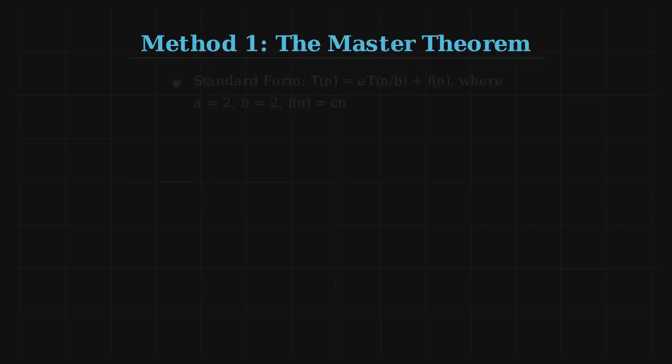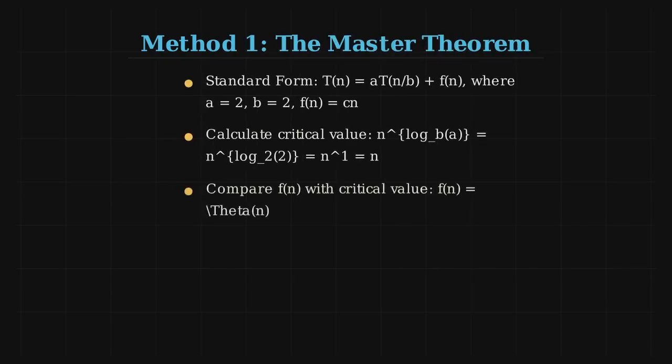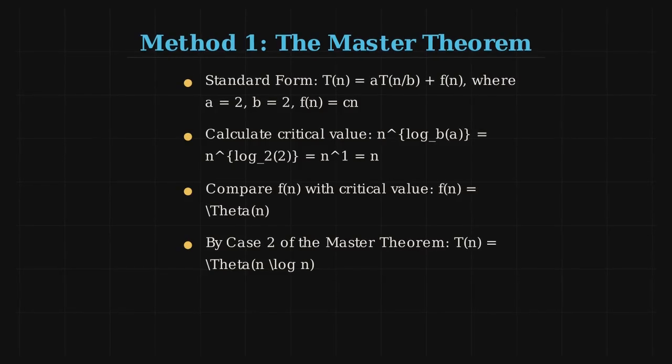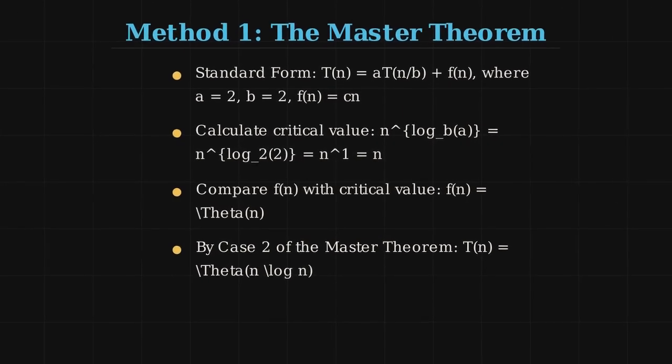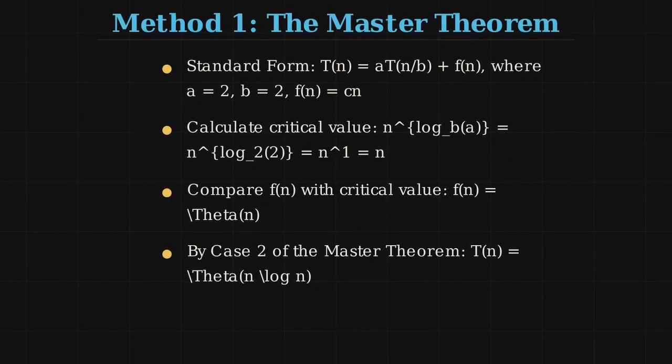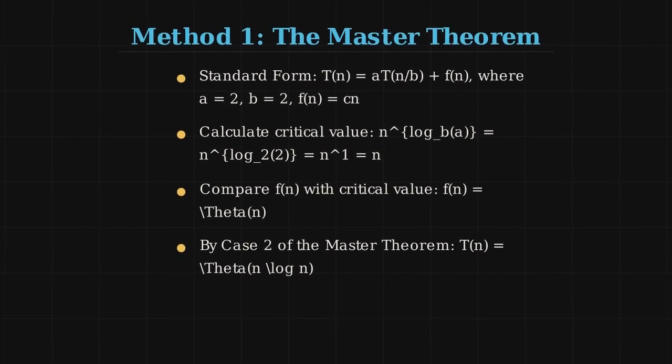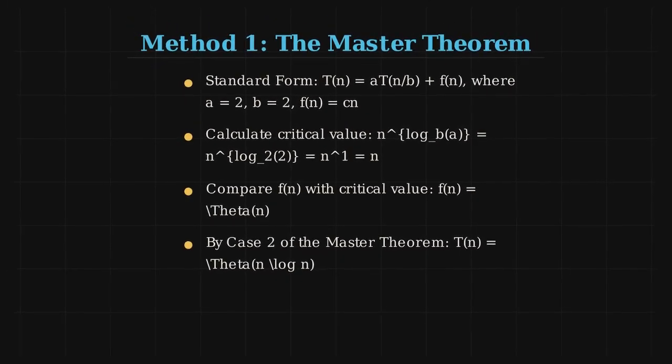Method 1 uses the Master Theorem. For our recurrence, a is 2, b is 2, and f(n) is Cn. Comparing n to the power of log base b of a with f(n), we find they are asymptotically equal, yielding case 2, Theta of n log n.